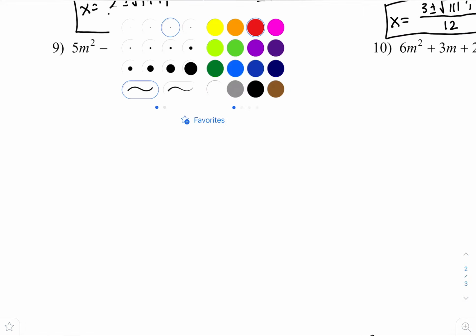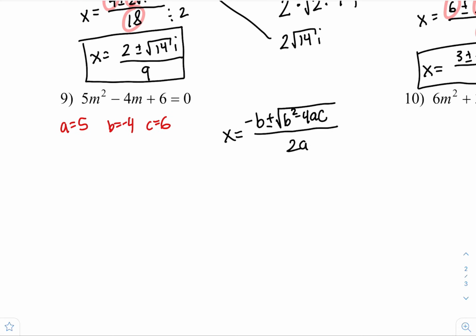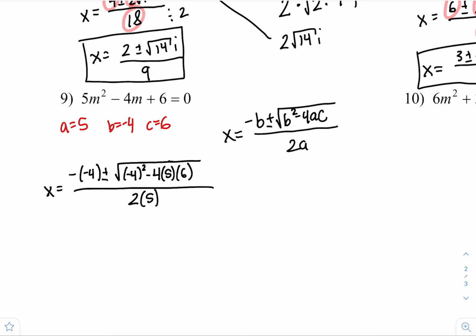Last two. We got our a is equal to 5, b is negative 4, and c is equal to 6. We are using the quadratic formula, which is what I'll bring down. Now we substitute a, b, and c into the quadratic formula to solve for x. So x is equal to negative of negative 4 plus or minus the square root of negative 4 squared minus 4 times a, which is 5, times c, which was 6, all over 2a, which is 2 times 5.